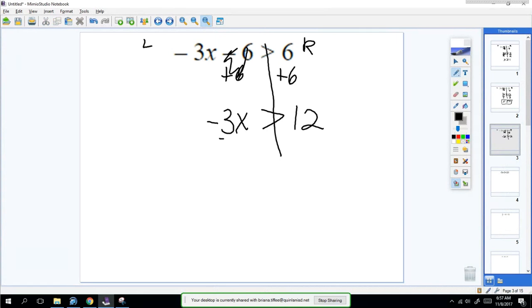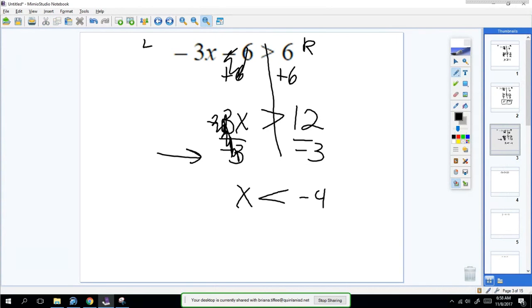So now I'm going to divide both sides by negative 3. Now this is the biggest thing you need to pay attention to. When you divide both sides by a negative, which I just did, I divide the left side by a negative 3 and the right side by a negative 3. When you divide both sides by a negative, or when you multiply both sides by a negative, the inequality sign in the middle switches. So it was originally a greater than, and it now switches to a less than sign. So you're going to do 12 divided by negative 3, which is negative 4.